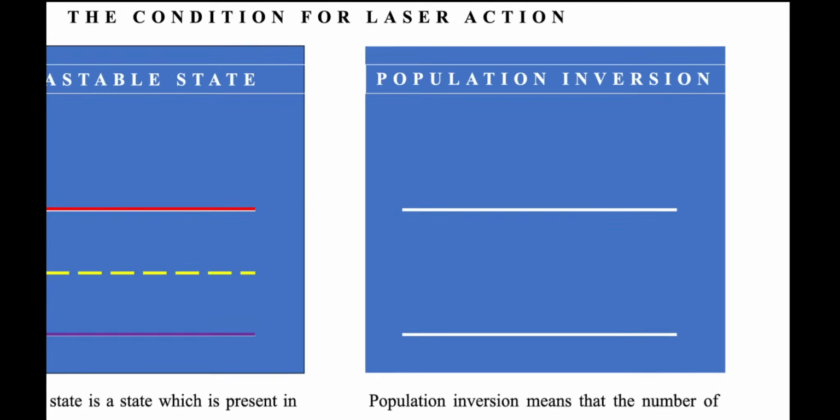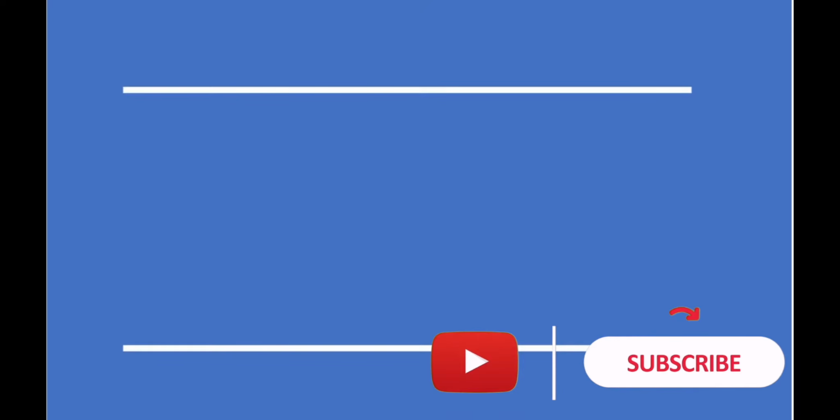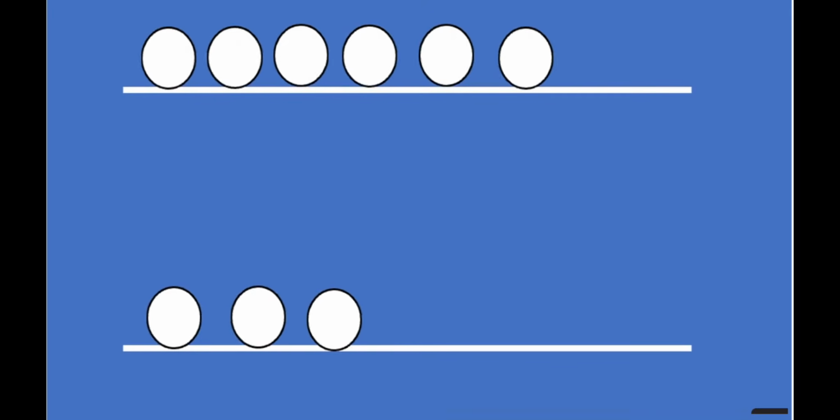The second condition is population inversion. This is a situation where the number of electrons present in the excited state is more compared to the ground state.